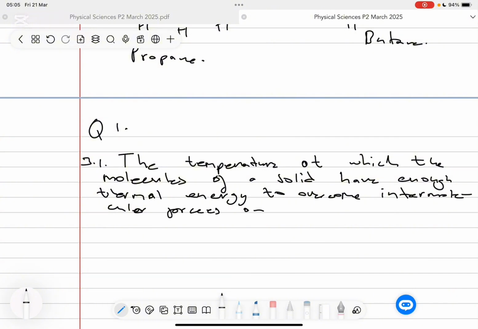The intermolecular forces, and are then able to become a liquid. Now, this type of question, we call it a conceptual question. In other words, it requires you to have memorized your theory or know your theory. And actually with organic chemistry, we mostly get conceptual questions, meaning questions that focus on theory. We don't do much calculation in organic chemistry.